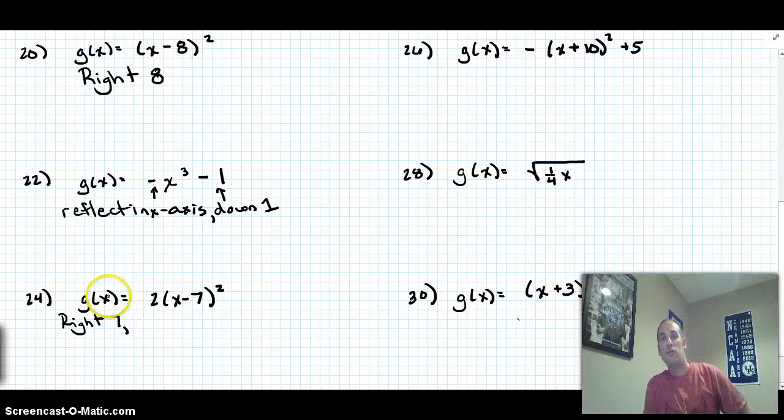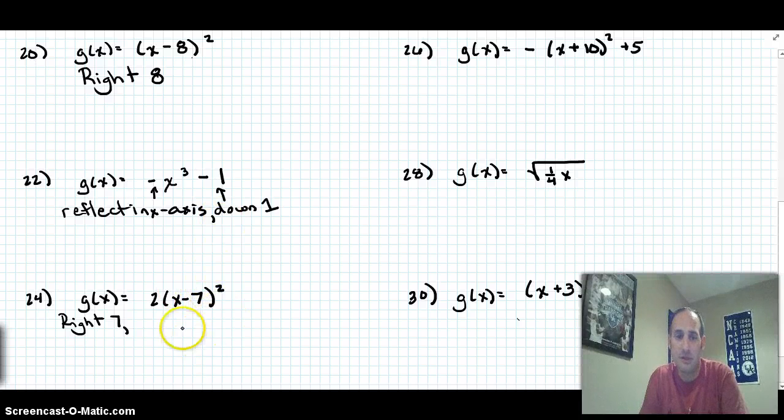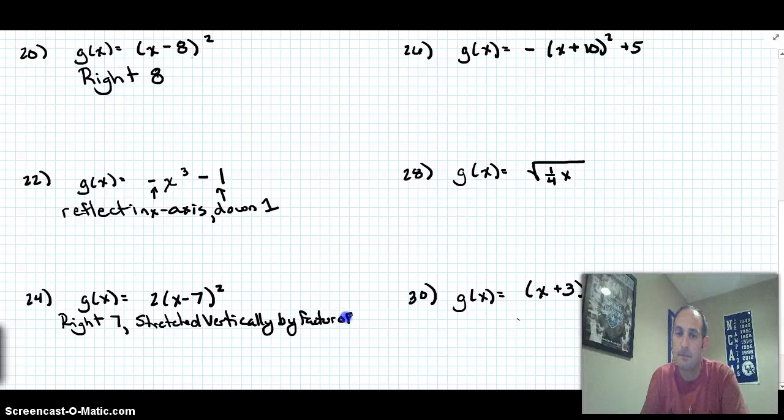And then the 2 on the outside, you're multiplying the output, you're doubling the output. That has the effect of stretching it vertically. If you stretch something vertically, you are multiplying by something on the outside there. So we're going to say stretched vertically by a factor of 2. And that's how that one would work. Now we go over to 26, and we're going to kind of look at that.